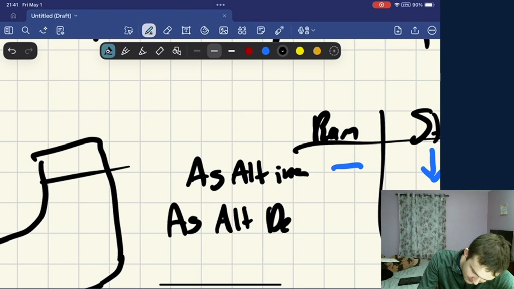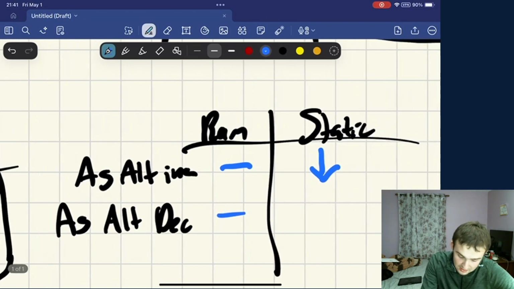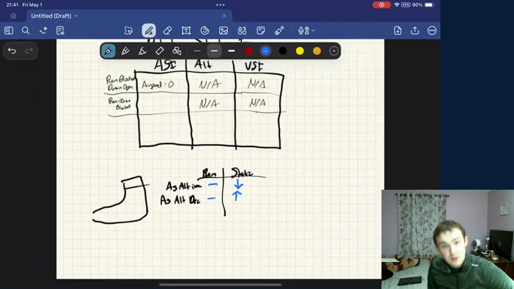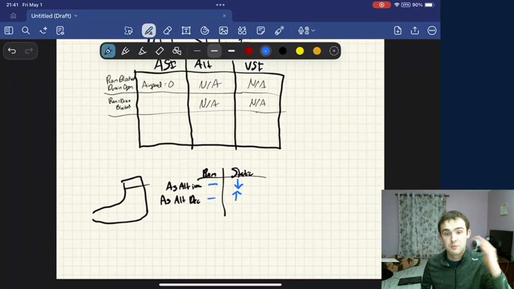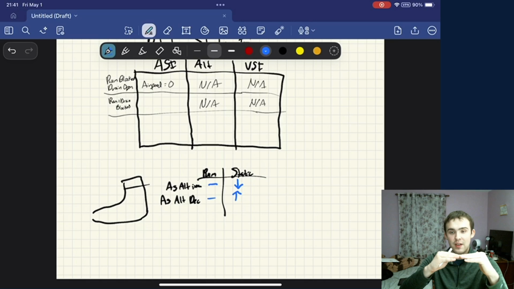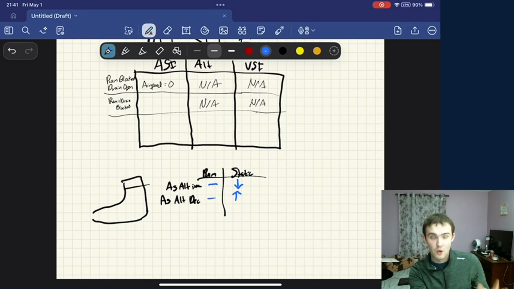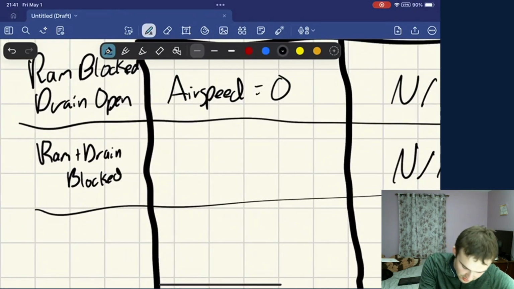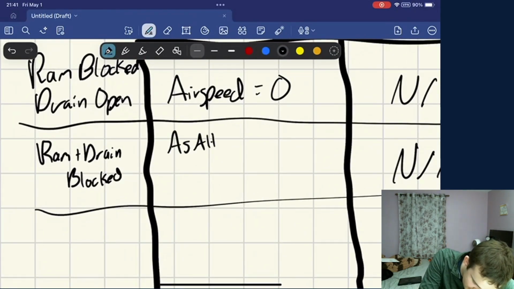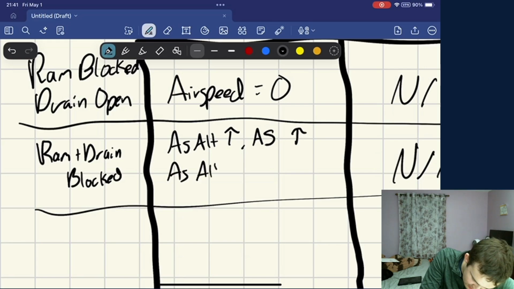As alt decreases, we said that ram's blocked. The static pressure is going to increase, which is going to bring those pressures closer together, and that airspeed is going to get lower. So the ASI essentially functions, in principle, as an altimeter when we have a ram blockage. So I'm just going to draw that in. As alt increases, airspeed increases. As alt decreases, airspeed decreases.